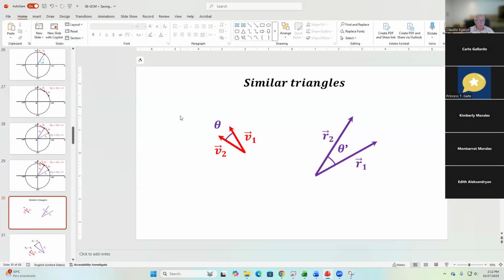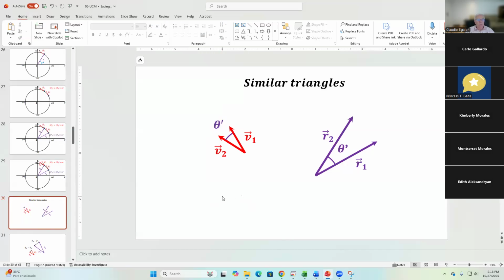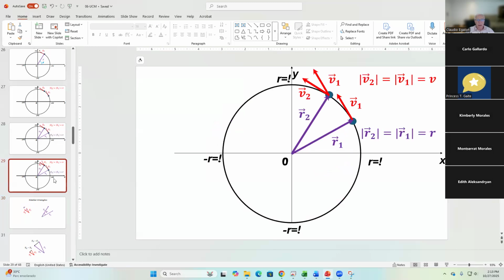So we can emphasize that this theta prime is different from that other angle theta. What happens is that this angle theta prime is going to be equal to this other angle that the vectors V1 and V2 make, okay? And it's possible to prove that rather easily. Those make two different triangles, okay? And those two triangles are similar to each other.